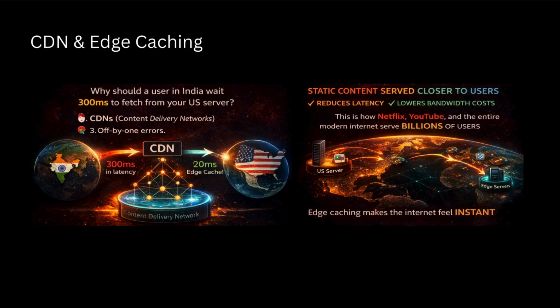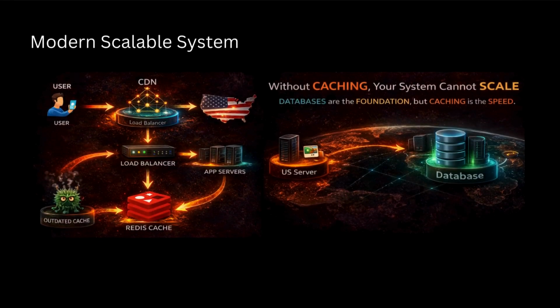So we have seen the logic, the strategies, the tools, and the global scale. Let's look at how all these pieces fit together in a final production-ready architecture. A modern scalable system looks like a user, then CDN, then load balancer, app servers, Redis cache, and database. Without caching, your system cannot scale. Databases are the foundation, but caching is the speed.